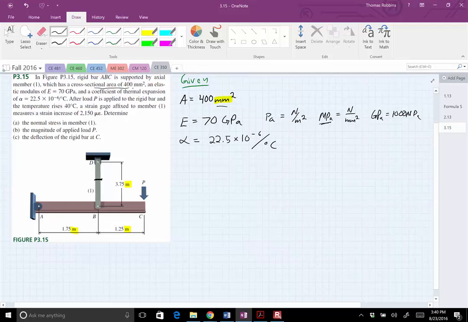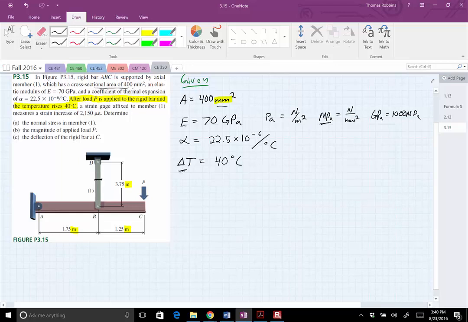So this is our given information, but there was another piece here that says after load P is applied to the rigid bar and the temperature rises 40 degrees Celsius. So the temperature rise is 40 degrees Celsius. We don't know where it started. It could be 10 degrees Celsius originally, and then it goes up to 50 degrees. Who knows? Well, who cares? All we care about is this difference. So we could say our change in temperature, delta T, is going to equal 40 degrees Celsius.